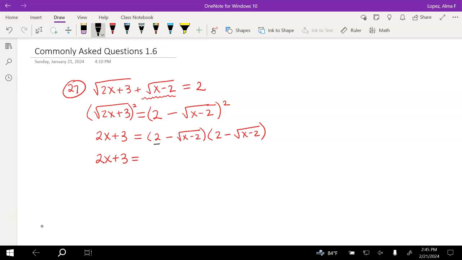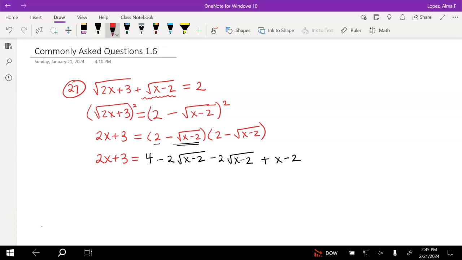We're going to start with the 2. 2 times 2 is 4. 2 times a negative square root of x minus 2 is minus 2 square root of x minus 2. Then we'll scoot over and distribute the negative radical onto the second parentheses. A negative square root of x minus 2 times 2 is a minus 2 square root of x minus 2. A negative square root of x minus 2 times a negative square root of x minus 2 is a positive. And because we multiplied a square root times itself, the inside just comes out.